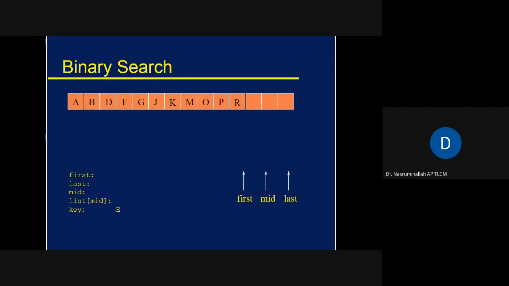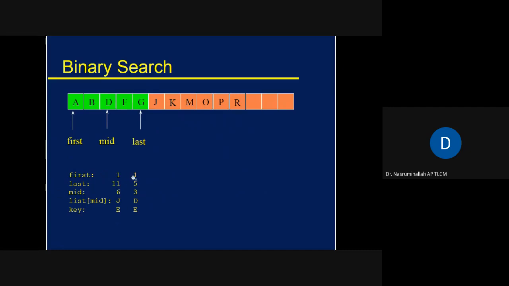We have to define the bounds first, last, and mid. First is 1, last is 11, mid is 11 plus 1 divided by 2, which is 6, and the element at the mid is J. We are searching for E. E is less than J, so we have to move to the left half by revising the bounds.